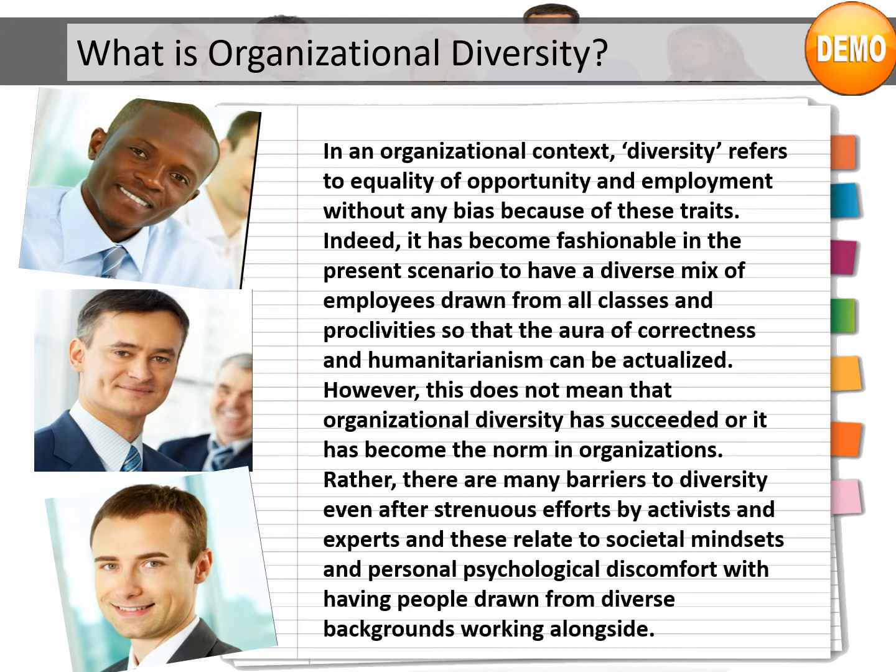However, this does not mean that organizational diversity has succeeded or it has become the norm in organizations. Rather, there are many barriers to diversity, even after strenuous efforts by activists and experts, and these relate to social mindsets and personal psychological discomfort with having people drawn from diverse backgrounds working alongside.